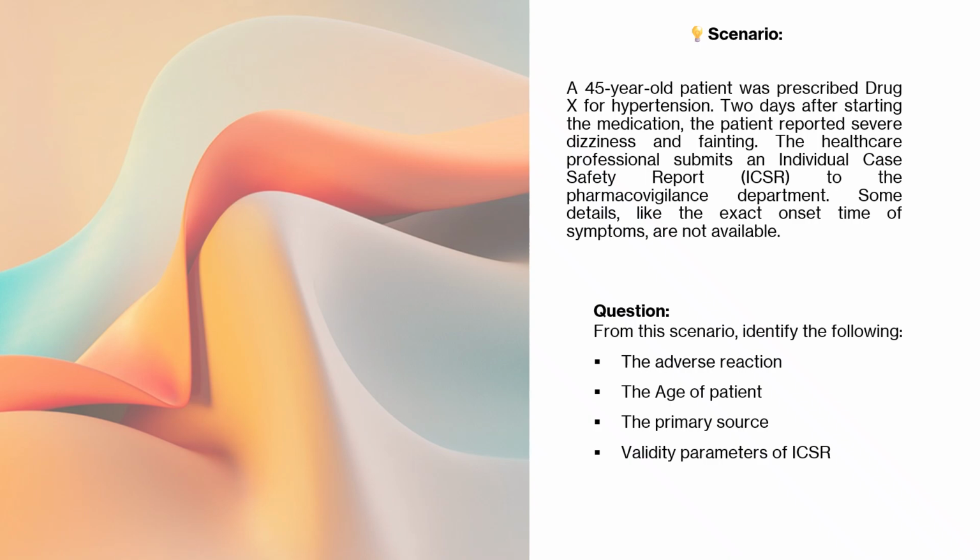So let's first look at the adverse reaction here. We do have it clearly stated that the patient reported severe dizziness and fainting. So severe dizziness and fainting are the adverse reactions here. The age of the patient we have here is the 45-year-old patient. The primary source. So now the primary source here is the HCP, since the HCP submits an ICSR to the Pharmacovigilance department here.